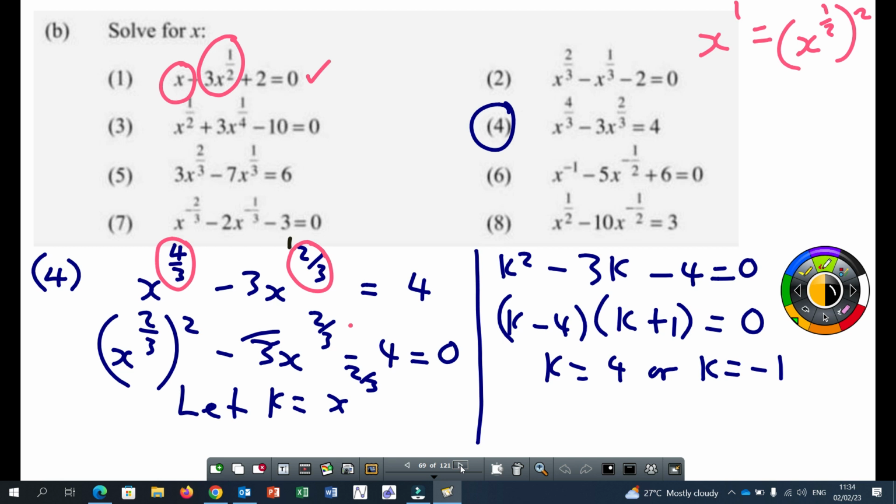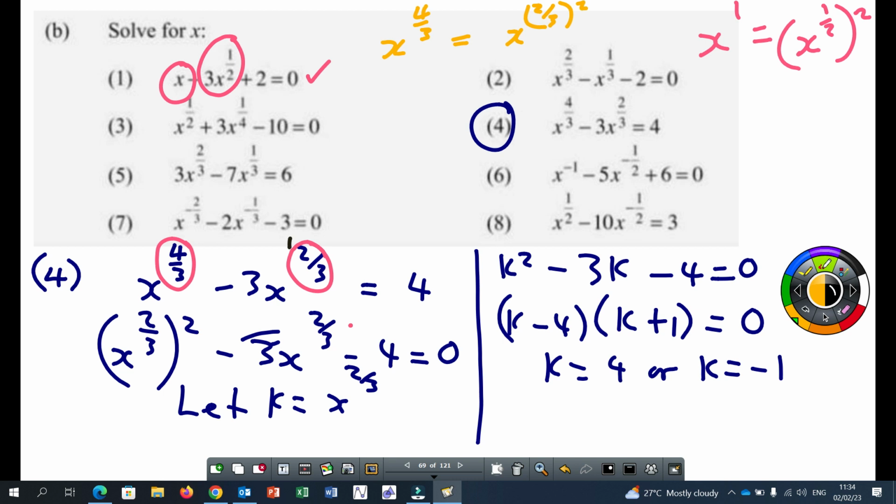So number 4, we have x to the power of 4 over 3 minus 3x to the power of 2 over 3. As you can see, the denominator of the rational exponent is the same. But the first one, the numerator is a 4, the second one, the numerator is a 2. So you need to know that x to the power of 4 over 3 can be rewritten as x to the power of 2 over 3 all squared.